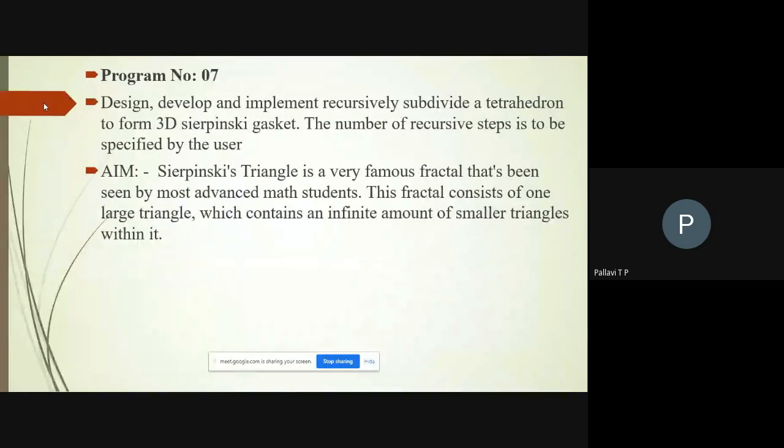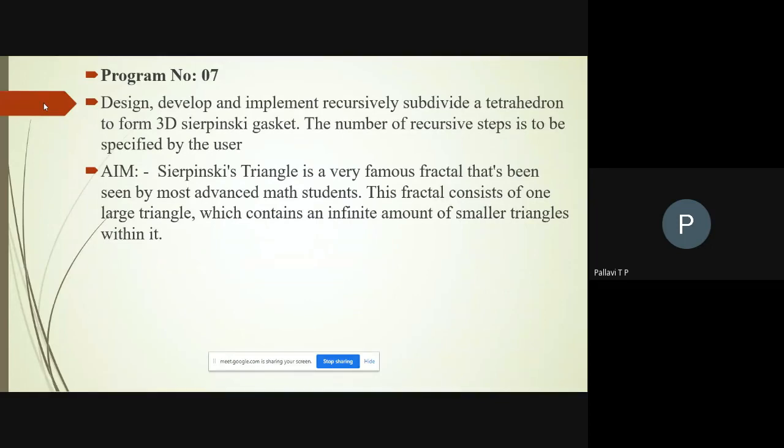The program is implemented to divide a tetrahedron to form a 3D Sierpinski gasket. The number of recursive steps is to be specified by the user. So the main aim of this program is to create a 3D Sierpinski gasket.